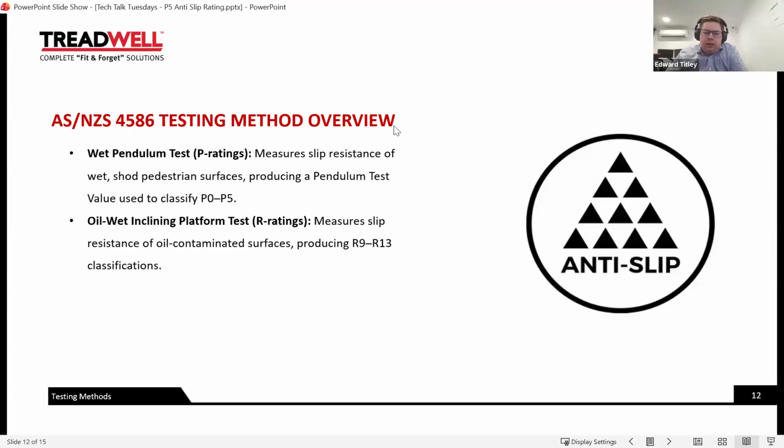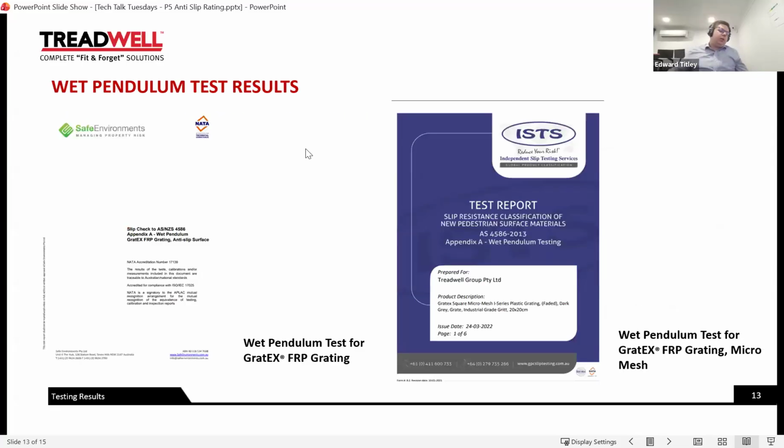So we've talked about testing methods and the wet pendulum test, measuring slip resistance of wet pedestrian surfaces, which gives a value used to classify P0 to P5. And we've talked about the oil incline test, which measures slip resistance of oil contaminated surfaces and gives us a classification of between R9 and R13. The variety of test results we got here, we're not going to read through the reports due to the matter of time, but something to think about.